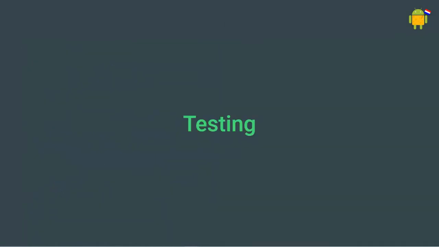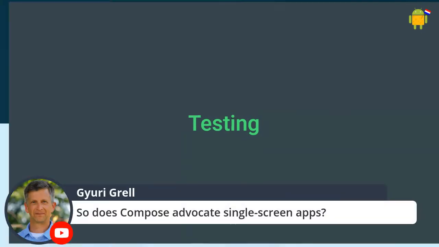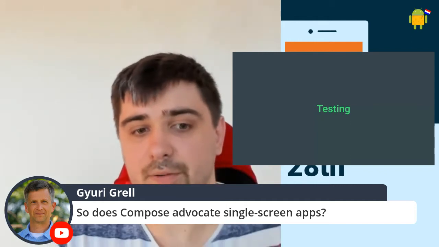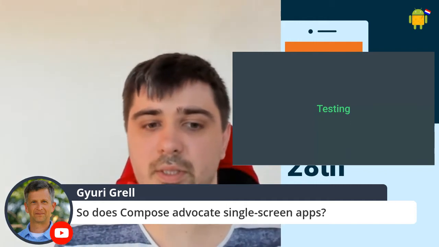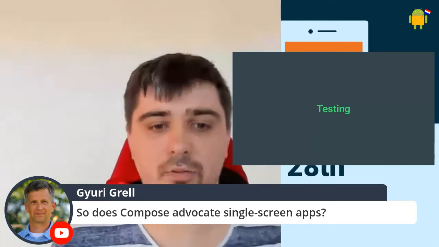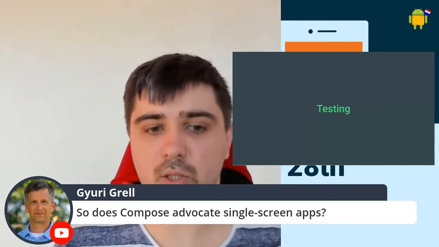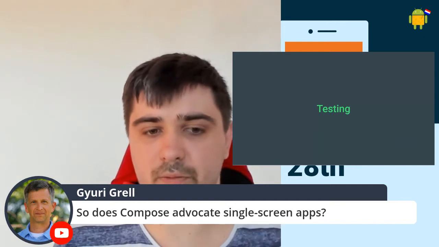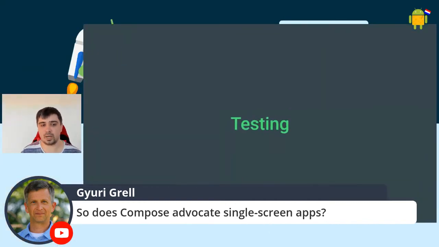We have a few questions. Does Compose advocate single screen apps? Right now, as far as I know, they don't advocate a specific correct approach. Right now, you can use different approaches. And right now, it's in a pre-alpha version, and people are just playing a lot with that. And many people, even while playing with Jetpack Compose, prefer to do one activity per screen, and just use the Android way to navigate between the screens.